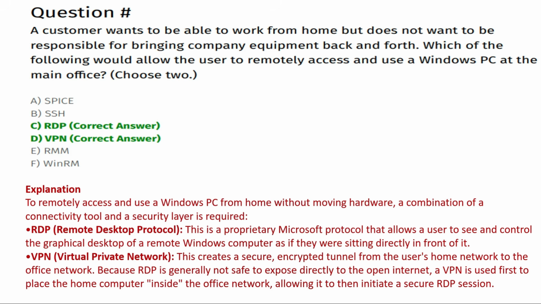And the second option is VPN, virtual private network. This creates a secure encrypted tunnel from the user's home network to the office network, because RDP is generally not safe to expose directly to the open internet. A VPN is used first to place the home computer inside the office network, allowing it to initiate a secure RDP session. So that's why the correct answer for this question is option C and option D. So let's move to the next question.